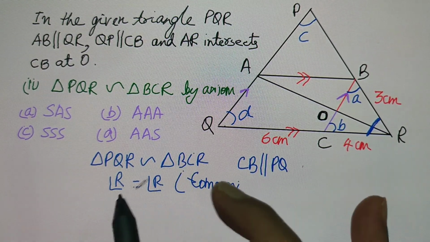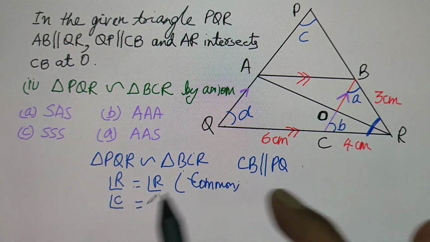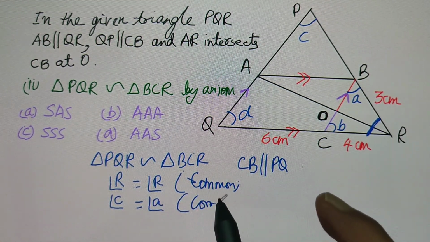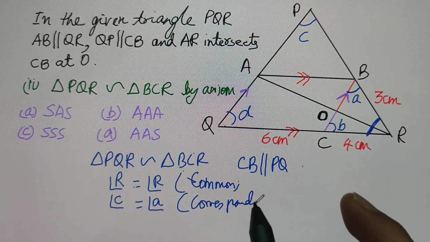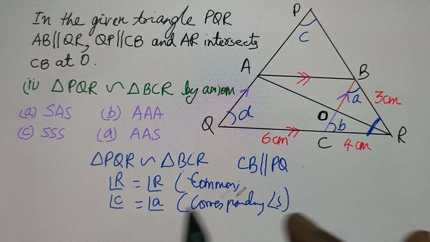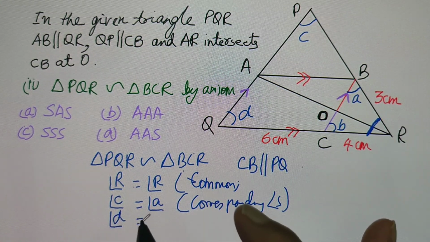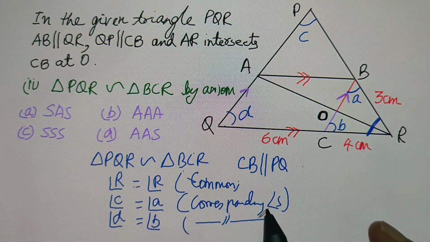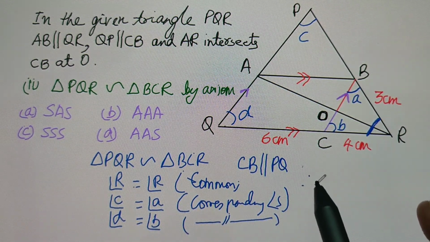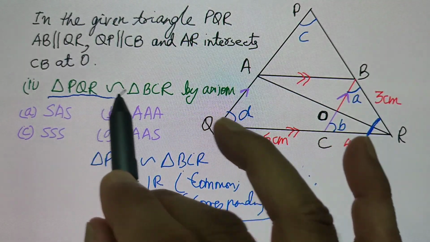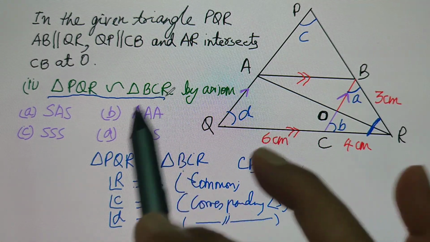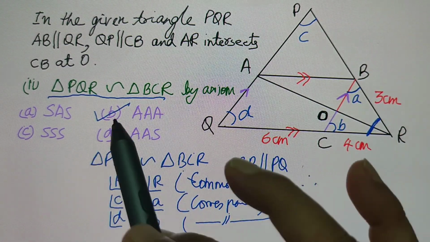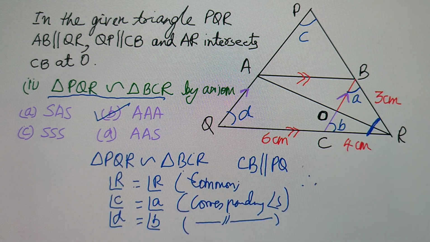Now angle C will be equal to angle A. The reason being corresponding angles. In the same way, we have angle D, which is going to be equal to angle B. The reason being corresponding angles. So therefore, triangle PQR is similar to triangle BCR by angle axiom of similarity. So option B is the right answer.